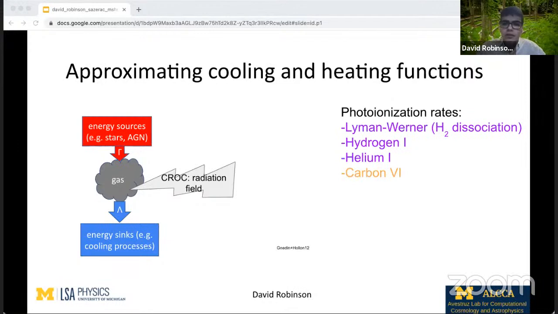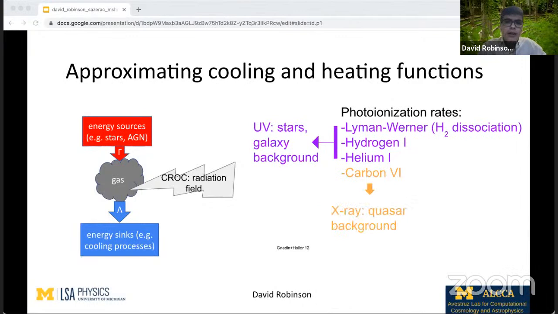Now, I've color-coded these to indicate that the first 3 in purple are UV rates, and that's important because in the simulation, they include both contributions from local stars in the galaxy under consideration, as well as a spatially constant UV background. However, carbon-6 is an X-ray rate, and so within the CROC project, the only contribution there is a spatially homogeneous quasar background. There are no local contributions from the galaxy under consideration.